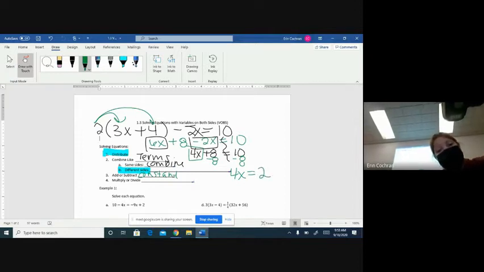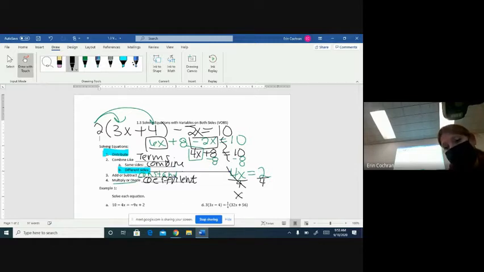And then we're going to multiply or divide by the, it's called the coefficient, right? Coefficient. So we're going to multiply or divide by the coefficient. And what's my coefficient here? 4. So how do I get rid of the 4? Divide by 4. So 4 divided by 4 cancels out. I'm left with x. And can I divide 2 by 4?